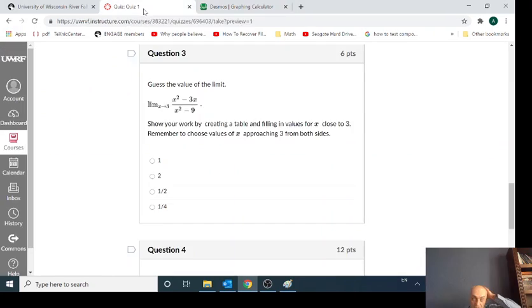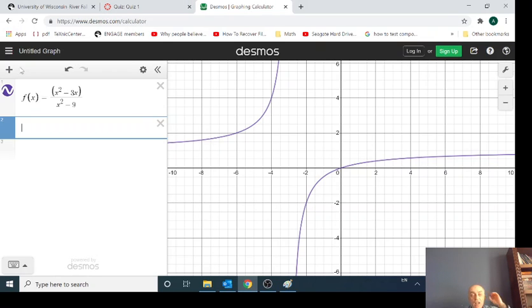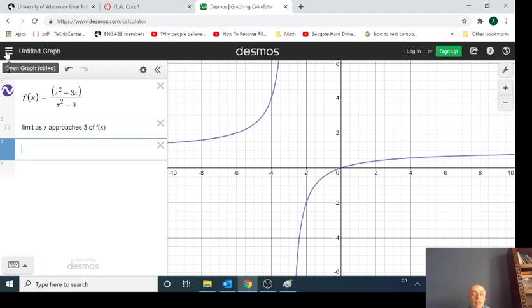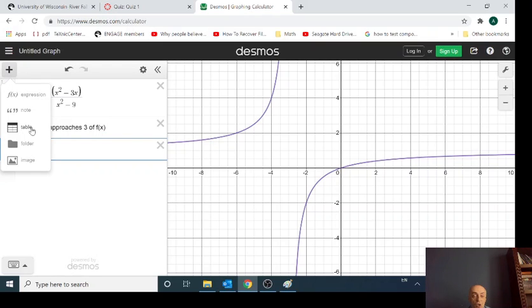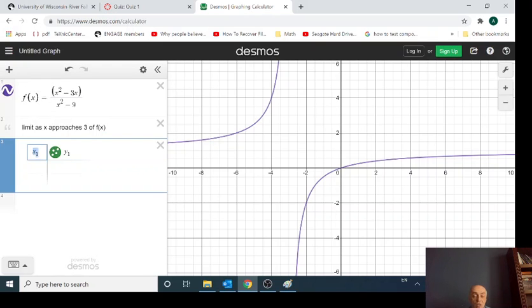So in this problem, we have to find the limit as x approaches 3. So we need to do a graph and the graph has to have the numbers. Again, I'm going to write some note here to me: limit as x approaches 3 of f of x. All right, and I'm going to go to the next level, and I'm going to open a table, and in this table, I'm going to do exactly the things that we did earlier.